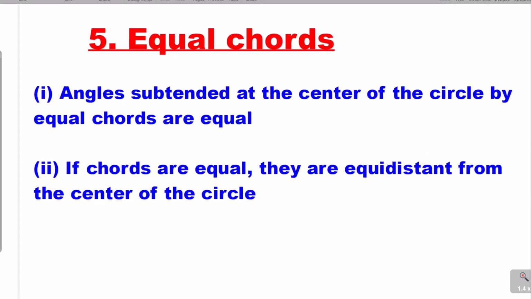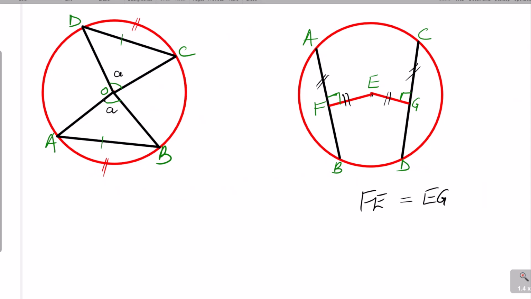Or if chords are equal, like in this case, these two chords AB and CD are equal, then they are equidistant from the center of the circle. Very important property.